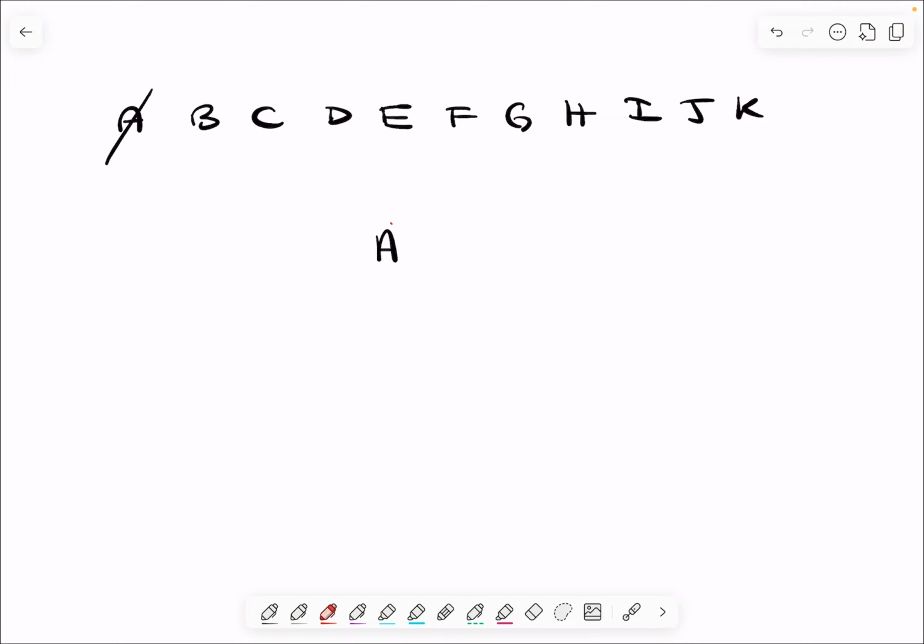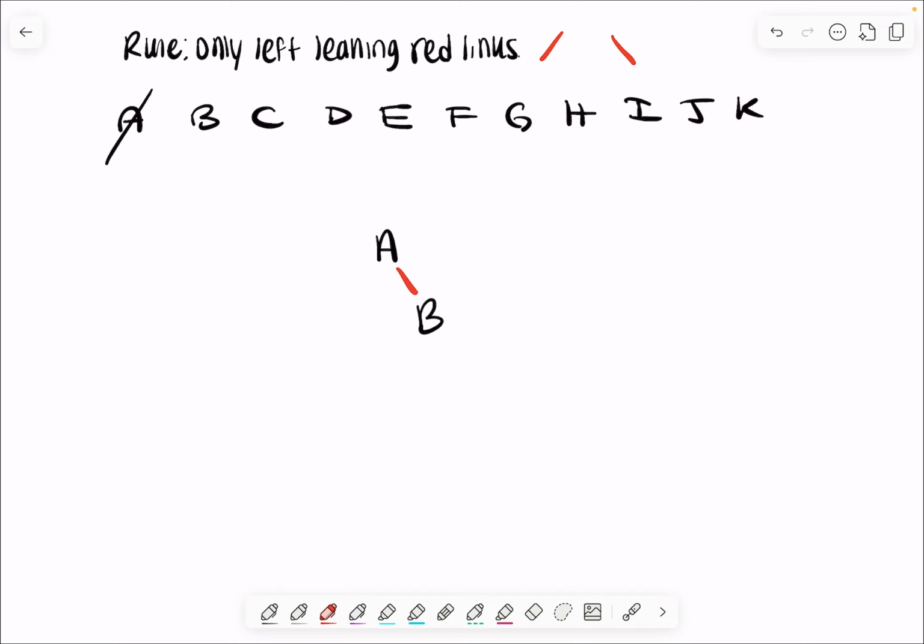So B is after A, so it's going to be inserted to the right of A, like this. But then remember, we can only ever have left-leaning red links in red-black trees. Like this, not like this. And we would have to do one of our 3 transformations, either rotate left, rotate right, or recolor. In this case, I can't recolor because the only time you can recolor is if you have a triangle like this and both of the sides are red, not only one. So we can't recolor, so it has to be a rotation.